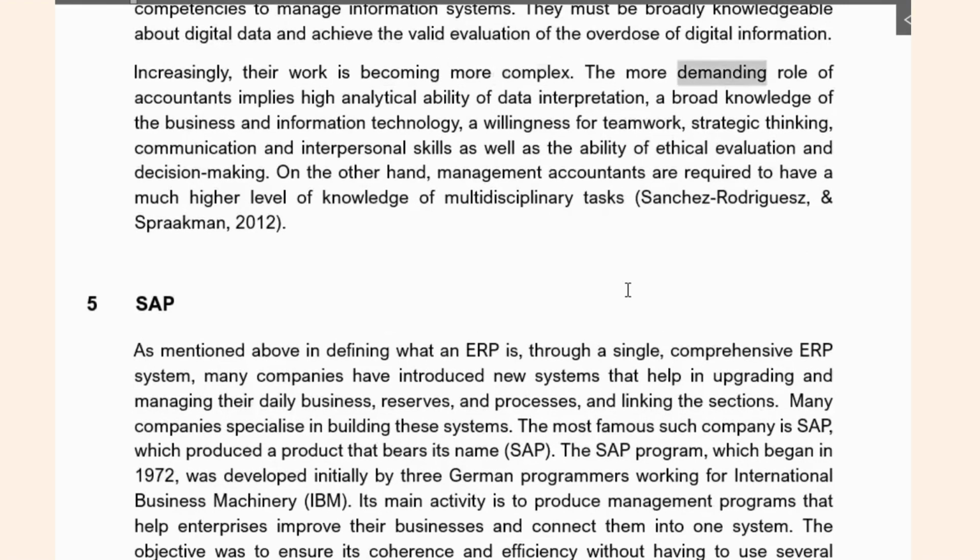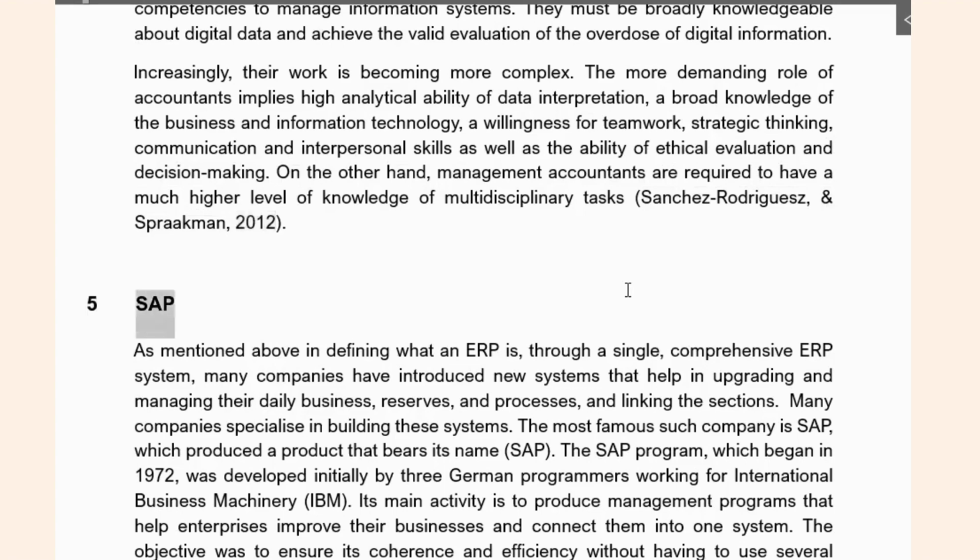The more demanding role of accountants implies high analytical ability of data interpretation, a broad knowledge of the business and information technology, a willingness for teamwork, strategic thinking, communication and interpersonal skills, as well as the ability of ethical evaluation and decision-making. On the other hand, management accountants are required to have a much higher level of knowledge of multidisciplinary tasks, Sanchez-Rodriguez and Sprakeman, 2012.